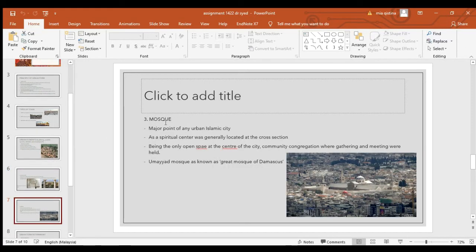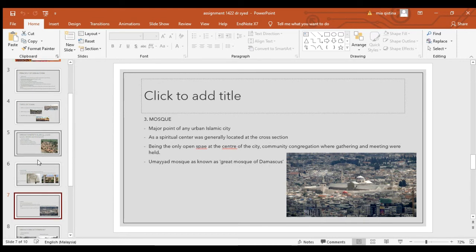Third, mosque. It was the major point of any urban Islamic city. As a spiritual center, it was generally located at the cross section. The Umayyad Mosque is known as the Great Mosque of Damascus. This one is an example.